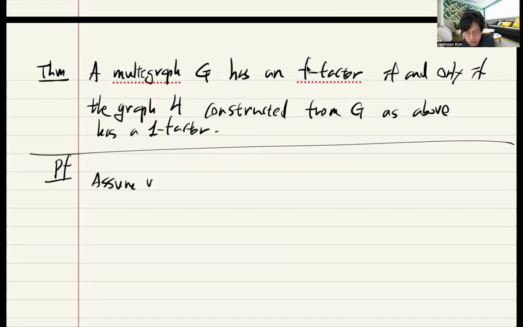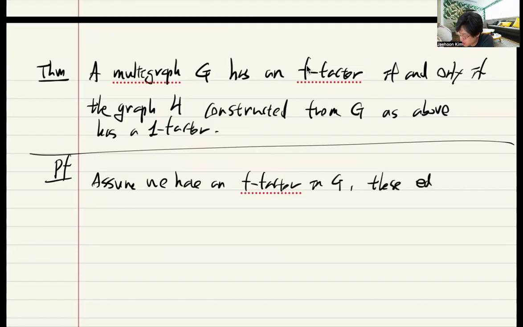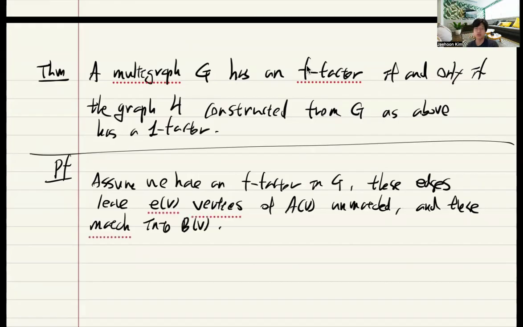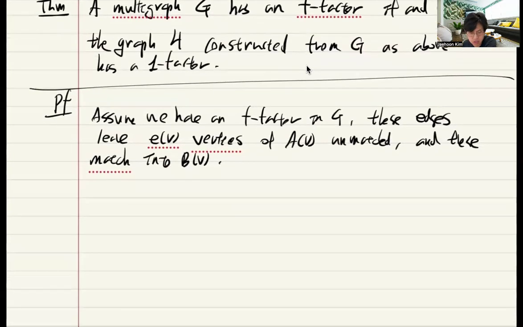Assume we have an f factor in G, and these edges leave f(v) vertices of A_v unmatched. And these match into B_v, forming the 1 factor in H.